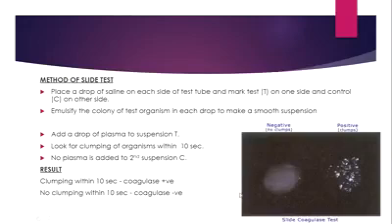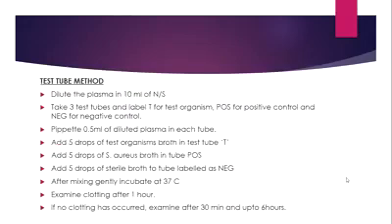Results: if we see clumping as shown here, that means the test is positive, and if there is no clumping, that means the test is negative. Clumping again happens because of the formation of fibrin clots with the help of the coagulase enzyme, which converts fibrinogen into fibrin.